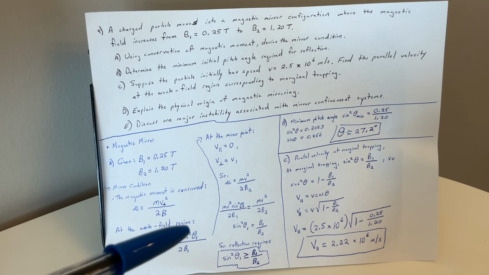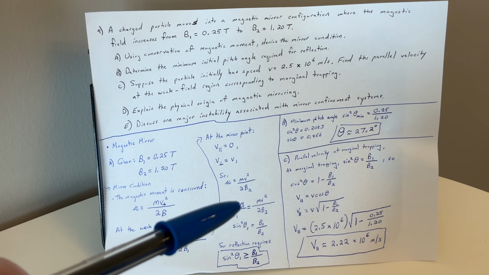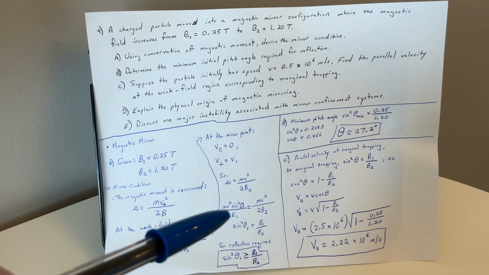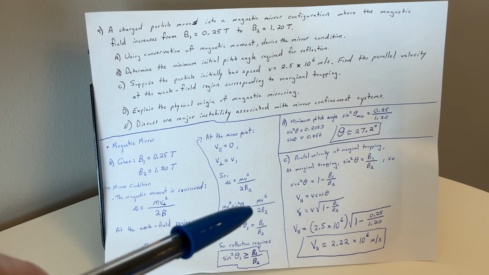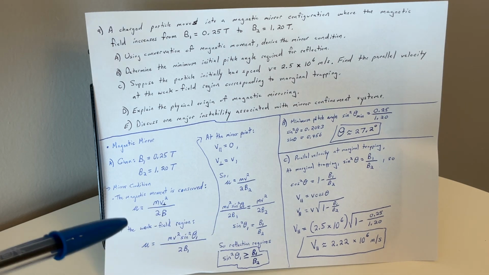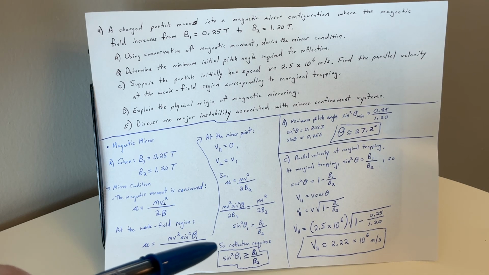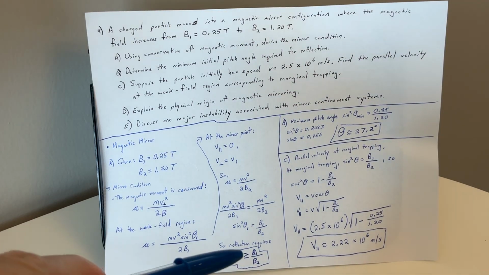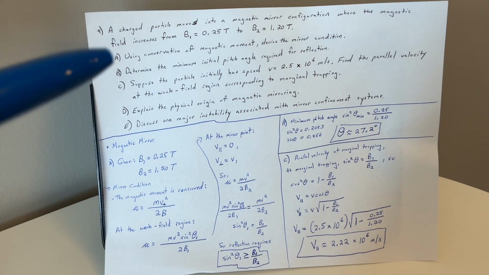Set up a proportion here. m v squared sine squared theta sub 1 over 2B sub 1 equals m v squared over 2B sub 2. Our sine squared theta equals B sub 1 over B sub 2. So what this would mean is that reflection would require the inequality in this situation, sine squared theta sub 1 is greater than or equal to the ratio B sub 1 over B sub 2. So that takes care of letter A.